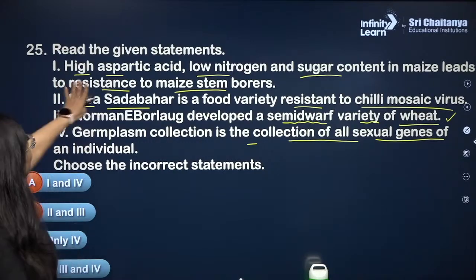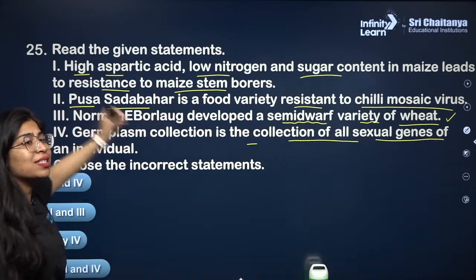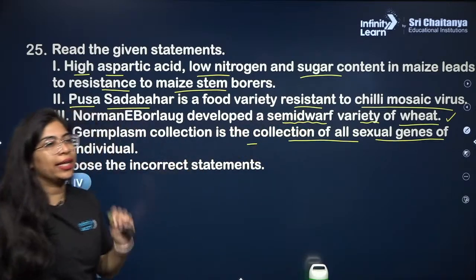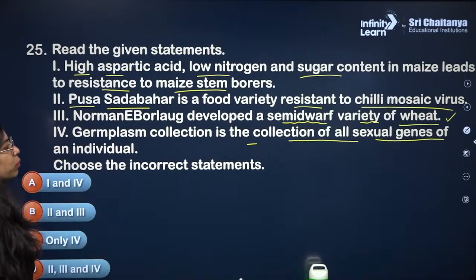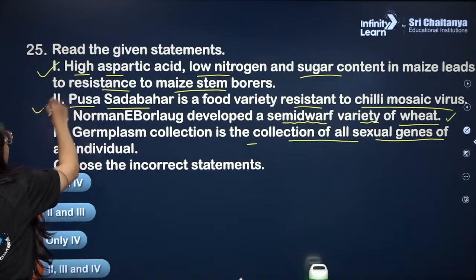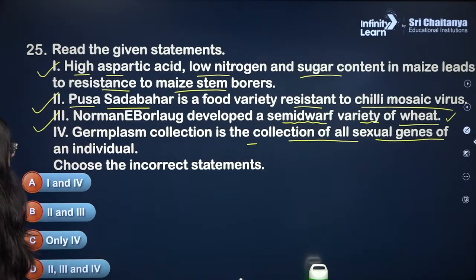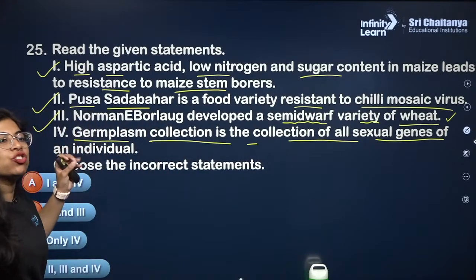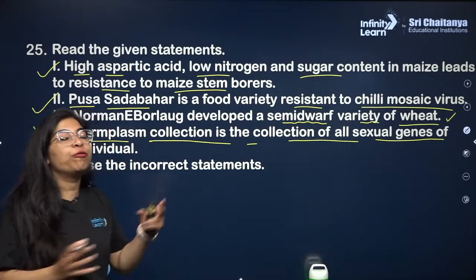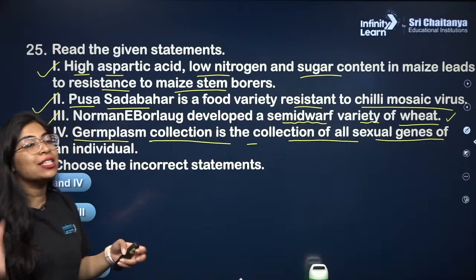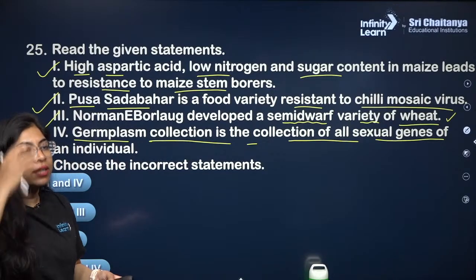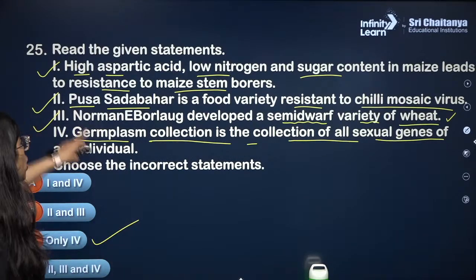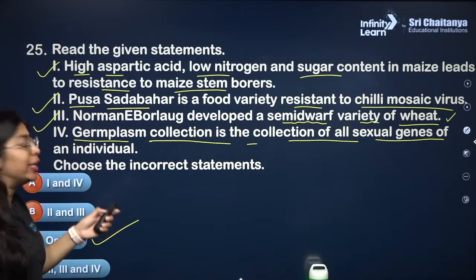Okay, everyone, let's see this. Bacha Patti, statement number one is absolutely correct. High aspartic acid, low nitrogen and sugar content leads to the resistance to stem borers. A right statement. The only incorrect statement is the definition of germplasm collection. Because germplasm collection is the collection of all the genes and their alleles which are present in an organism. Very good, Mamtha. My answer is option number C. All the three statements above are absolutely correct.